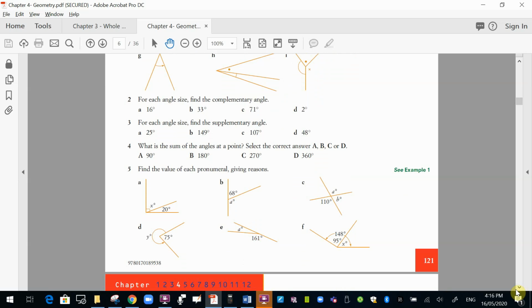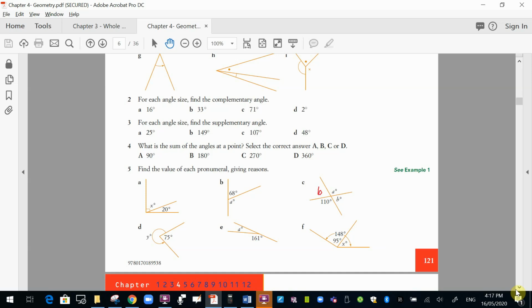Question 5, find the value of each pronumeral. So back to pronumerals. So adjacent and complementary, they should add up to 90. These are adjacent and supplementary, so their total should be 180. Here we have angles opposite, so we can work out what A is easily, but we need to know what B is. So we need to know the total is 360, and that's a B there. So B plus B, B are the same, and A is equal to 110.